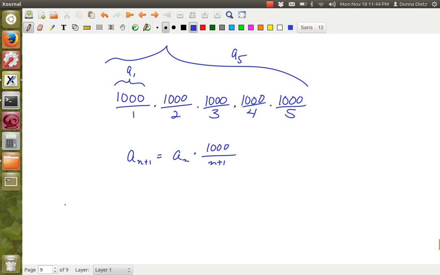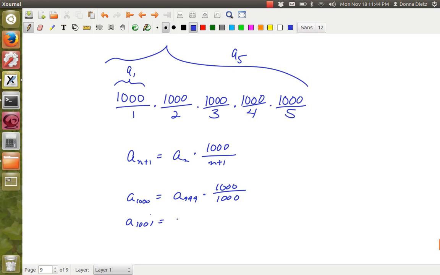But what's going to happen after you get to a sub 1,000, which is a sub 999 times, now what? You always multiply by 1,000, but now you're actually going to divide by 1,000. So a sub 1,000 and a sub 999 are going to be the same. And then from now on, it's going to start decreasing, right?